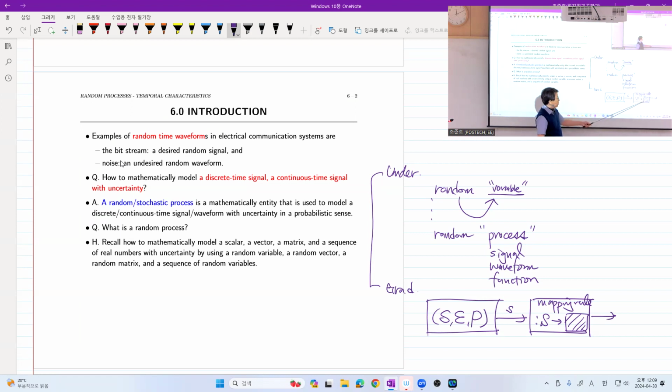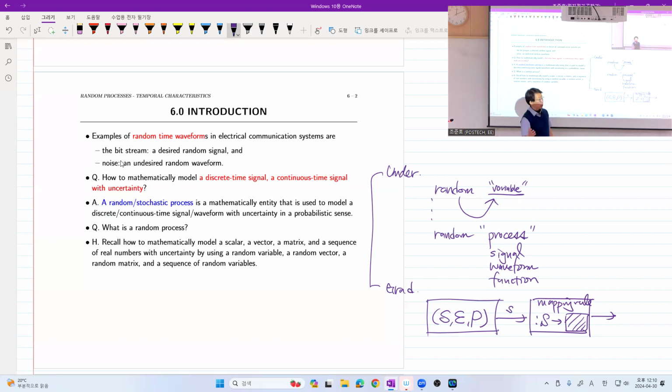For example, this was a set of real numbers. Then what did you call this mapping rule? Real random variable, right? If this is a set of complex numbers, you would have said that this function is a complex random variable. If this set is a collection of vectors, you may say that this is a random vector.